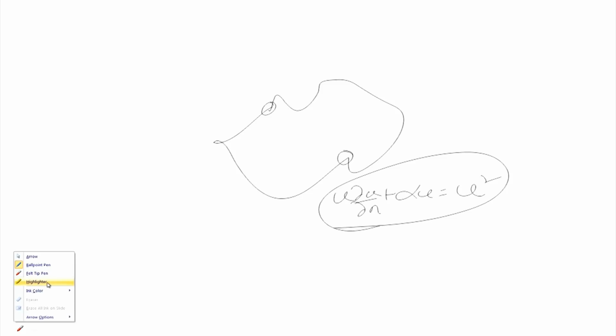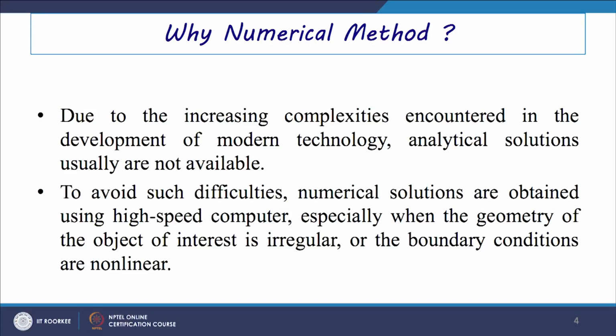If you go for a different class of problems, then we can visualize how we can move in a different form here. We use numerical methods because the numerical solutions are obtained using a high speed computer, especially when the geometry of the object is of irregular shape or the boundary conditions are highly nonlinear in nature, as I have just explained. Now we will go to the next step: how ordinary differential equations are represented.